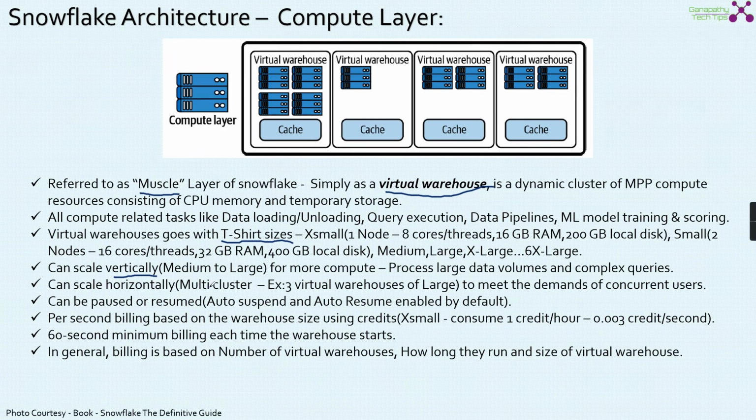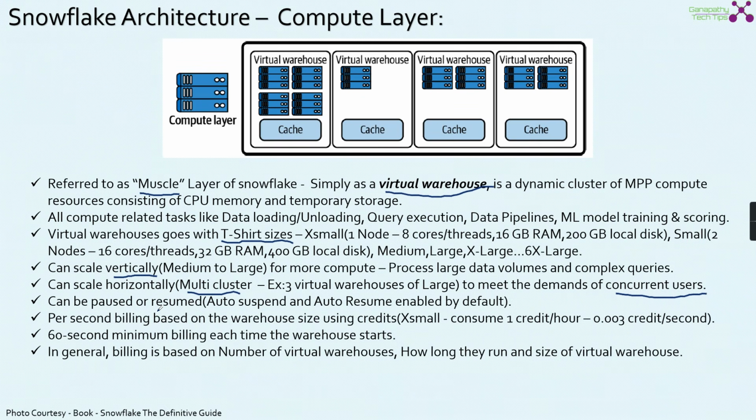We can scale horizontally as well in the form of multi-cluster warehouses. For example, I want 3 virtual warehouses of large size. It is also possible, to meet the demand of user concurrency; we need to scale horizontally. So some terminology we need to understand: for more compute power and more complex queries, we scale vertically. For more user concurrency, we scale horizontally.